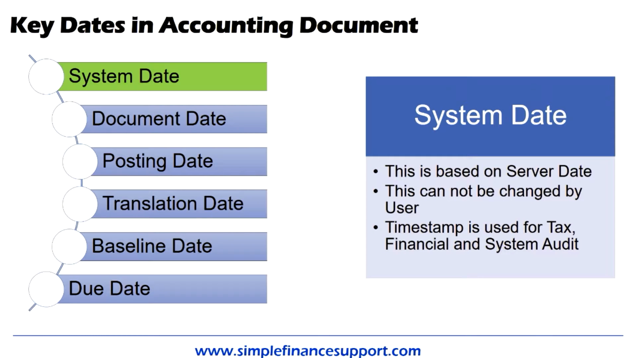System date is the date derived based on the server. Typically, this is used for time stamping. It cannot be manipulated by the user at the time of entering the document. So it is also used for audit purposes, system audit, tax audit, to determine when a particular document is entered. Any other date in the system can be manipulated, but system date cannot be manipulated.